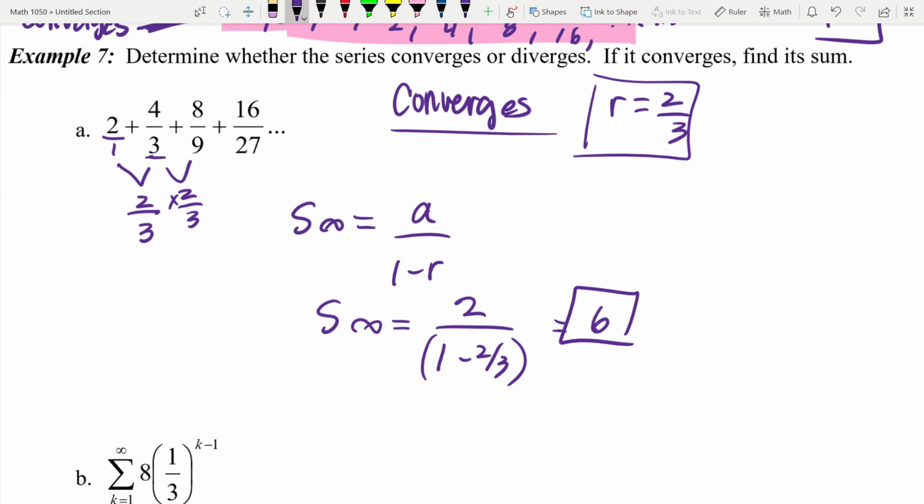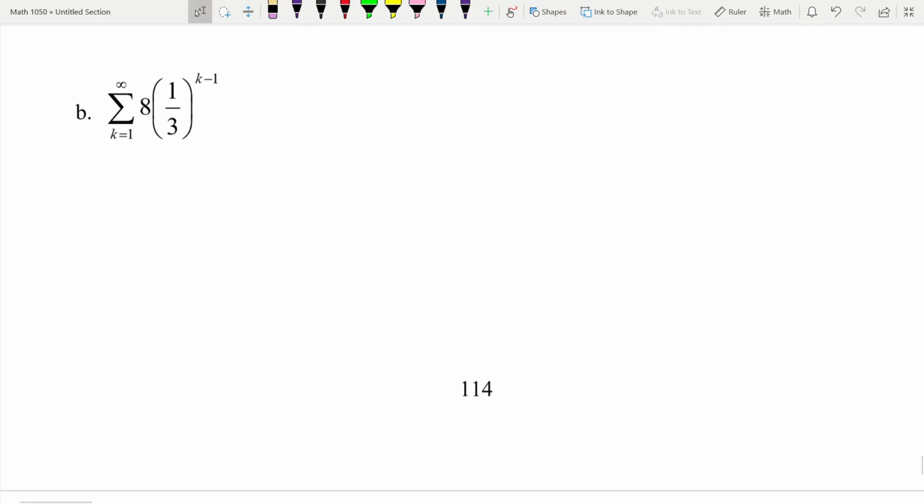Okay, let's do question B. Look right here. S of n is equal to a(1 minus r to the n) over 1 minus r. If you use that formula, you're going to lose everything.